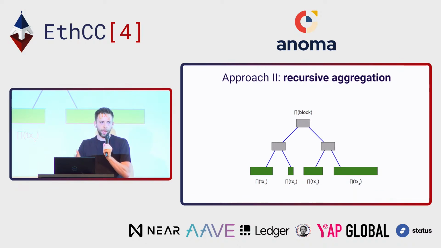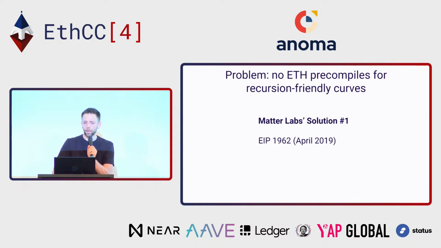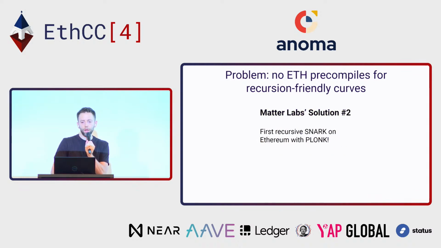That there is not a single hash, not a single storage access or signature check which has not been proven. So it all has to converge together, and we get the final proof which includes all of them. The problem with this approach was that we didn't have precompiles on Ethereum for curves which would be recursion friendly. It was solved, and yeah, we proposed this EIP, it was never adopted.